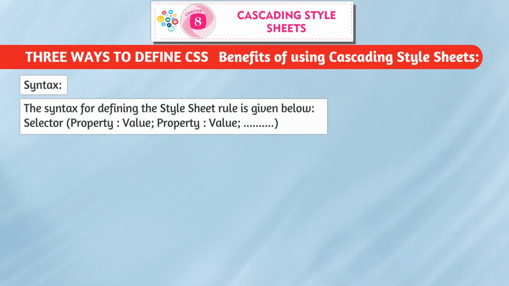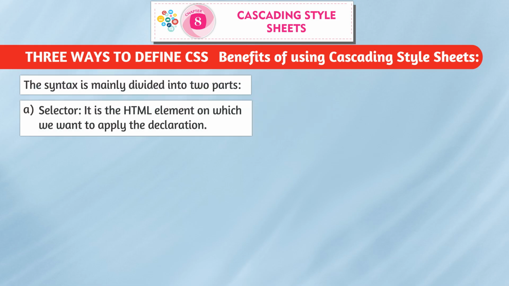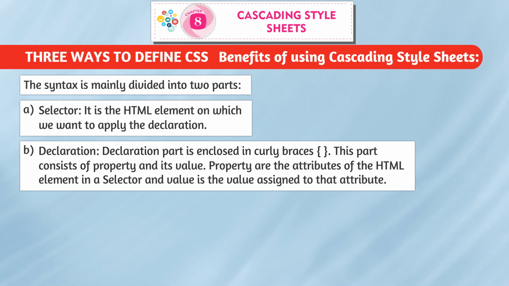Syntax. The syntax for defining the style sheet rules is given below. Selector { property: value; property: value; }. The syntax is mainly divided into 2 parts. A. Selector. It is the HTML element on which we want to apply the declaration. B. Declaration. The declaration part is enclosed in curly braces. This part consists of property and its value. Properties are the attributes of the HTML element in a selector, and value is the value assigned to that attribute.